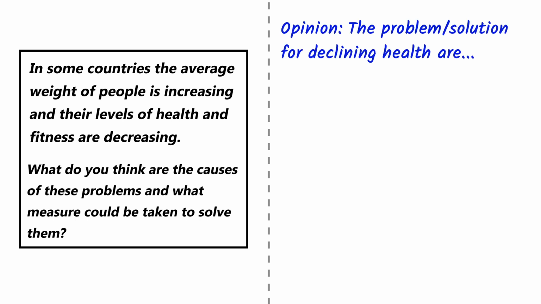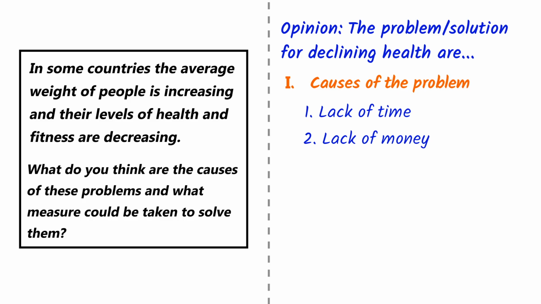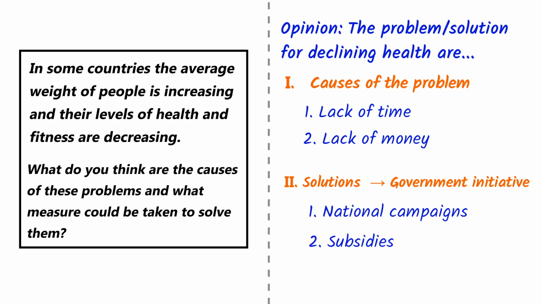So our opinion is that the problem and solution for declining health, all right, I'm going to use the first outline, first template. And you know, in our first template, we write 2 supporting details. All right, what are the causes of the problem? Lack of time and lack of money. And what are solutions? My main idea about solutions is government initiative. So the government should take the initiative, all right? And what are my supporting details? National campaigns and subsidies, all right? So these are 2 solutions that the government can take in order to tackle this problem.